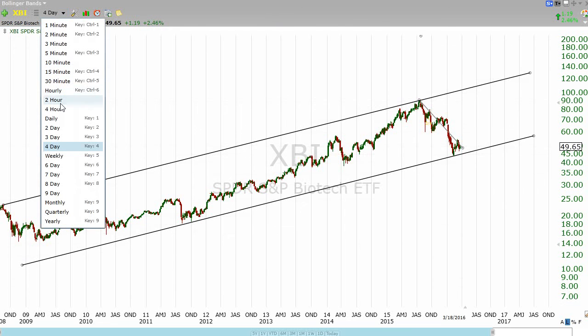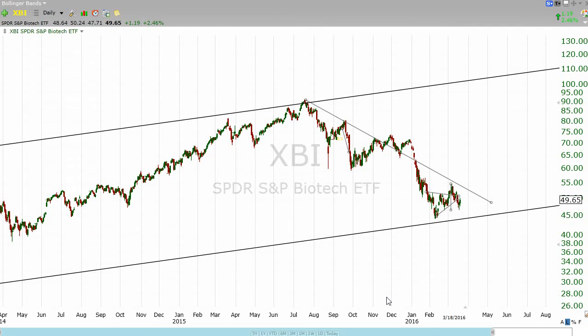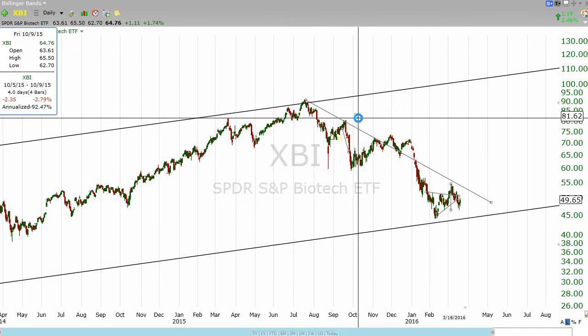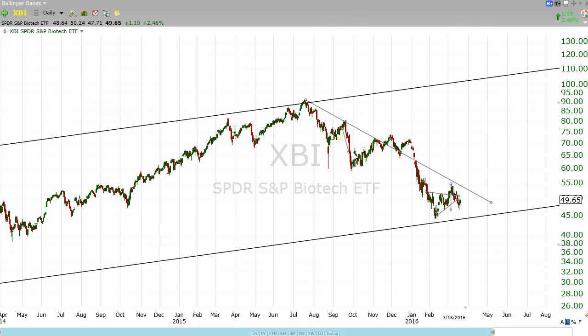If we zoom in on this to a daily chart, you can see here's that 90. We see a little head and shoulders top here, a breakdown, a back test, really sort of to that area of the breakdown, another leg down, bear flag, another big leg down.